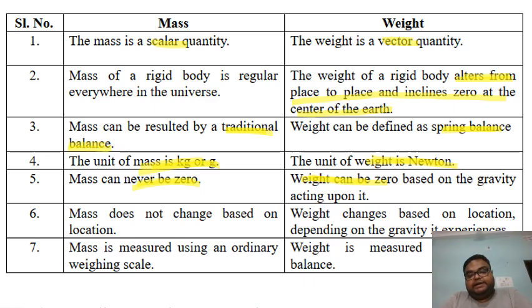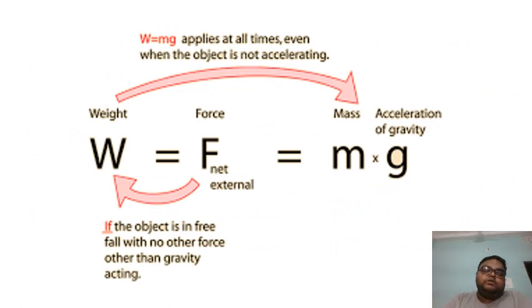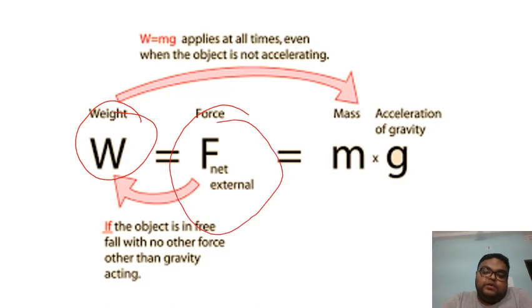Okay, right. So students, now there has to be some relation between the mass and the weight. So this is the relation. When we say weight, it is actually the force. Weight is actually the force which is equal to the mass times acceleration due to gravity. So we can say weight equals mass times acceleration due to gravity, right?